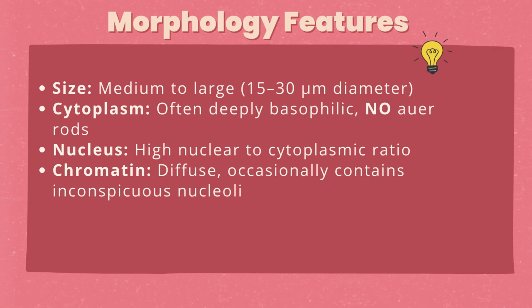So some of the features of lymphoblasts are that they are medium to large in size. They have a deeply basophilic cytoplasm. They have no Auer rods. This is one of the ways we differentiate them from myeloblasts. They have a high nuclear to cytoplasmic ratio, also known as the NC ratio. And the chromatin pattern is diffuse and sometimes contains inconspicuous nucleoli.